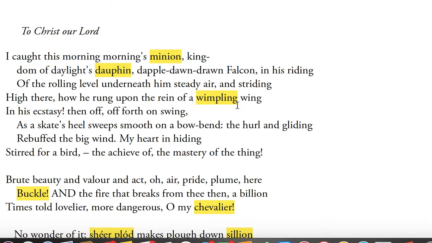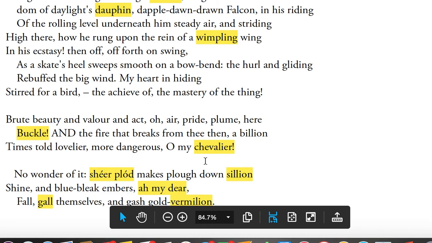So you see in his writing, "of the rolling level underneath him steady air, and striding high there, how he rung upon the rein of a wimpling wing." So again, we have all of this alliteration. We also have some soft alliteration happening with "high there how he rung in his ecstasy, then off forth on swing." So he's saying this massive, beautiful falcon.